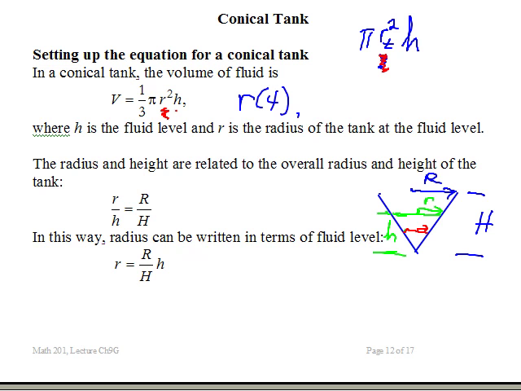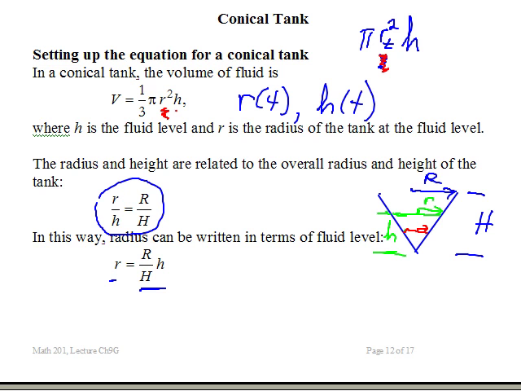You really want to only look at h, and the reason you can do that is because of this relationship right here. Now, we've used this before. That's a good thing to get a handle on. The ratio of radius to height is equal to the overall radius divided by the overall height. So you have this proportion. With this proportion, you can rewrite that radius in terms of height.